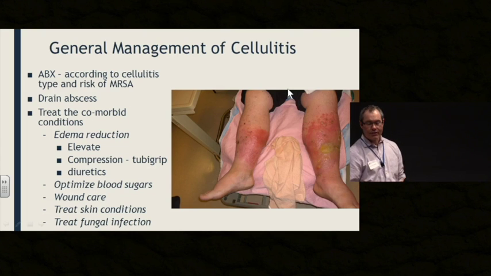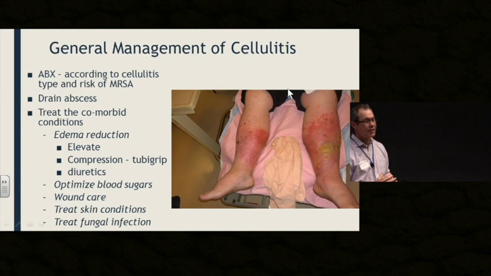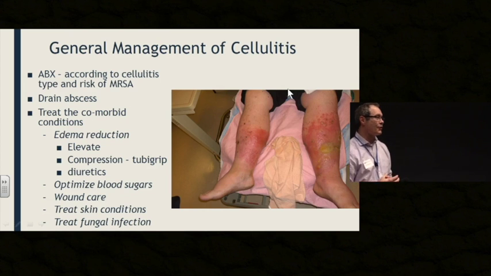As I said earlier, a lot of our patients and a lot of your patients in long-term care are going to have multiple problems. So, just to summarize the general management: treat with antibiotics according to the cellulitis type and whether or not there's an MRSA risk. If there are any abscesses or boils or anything that needs to be drained, that's crucial. And also, don't forget about all the comorbid conditions. Think about edema reduction with elevation and compression. Use diuretics if it looks appropriate, given the patient's volume status and renal function.